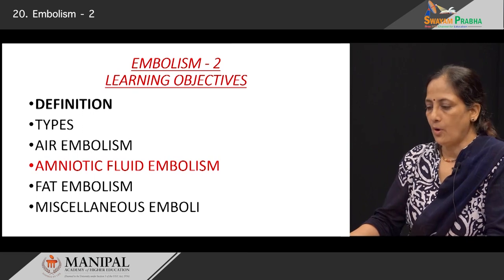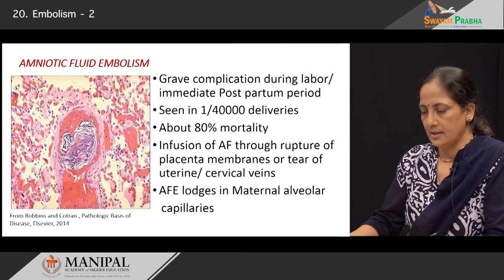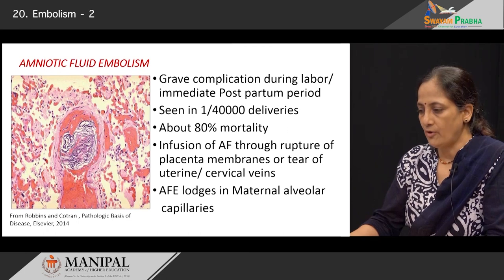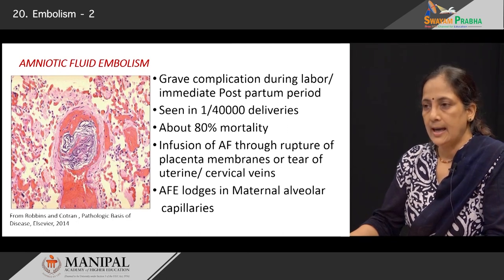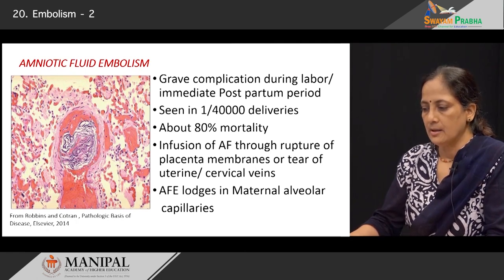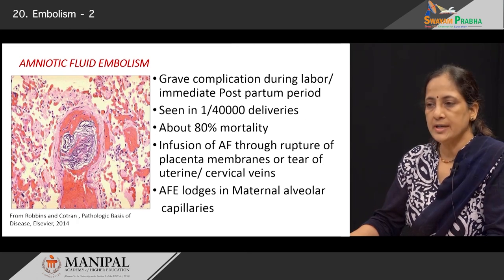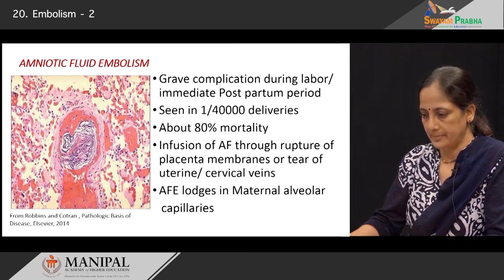The next type of embolism is the amniotic fluid embolism. This is a grave complication seen during labor or in the immediate postpartum period. It is seen in about 1 in 40,000 deliveries. It has about 80% mortality, and an infusion of the amniotic fluid goes through ruptured placental membranes or torn uterine veins or cervical veins to lodge in the maternal alveolar capillaries.